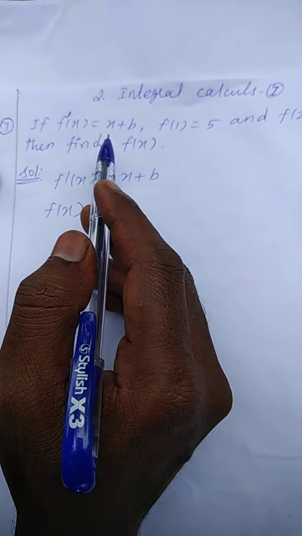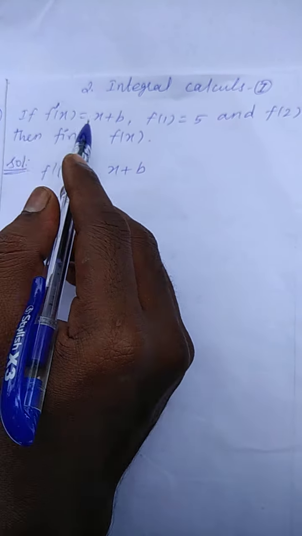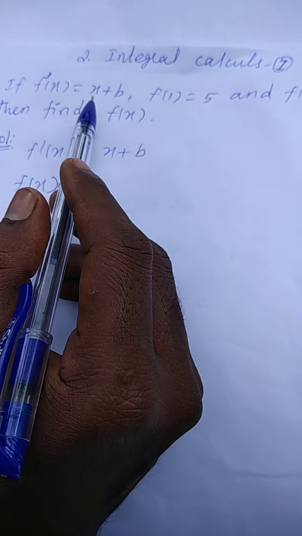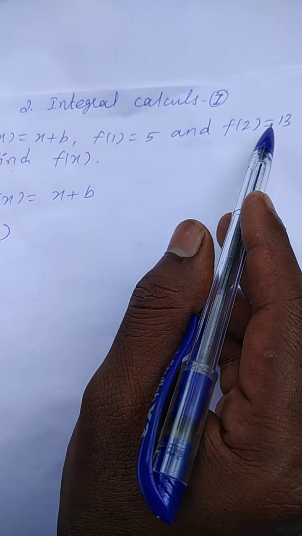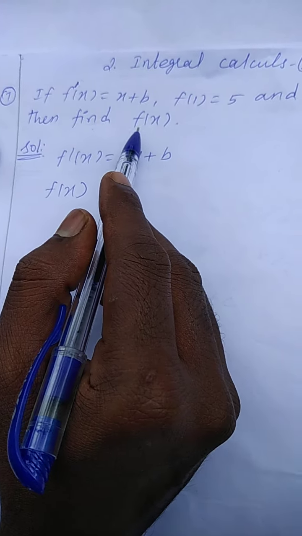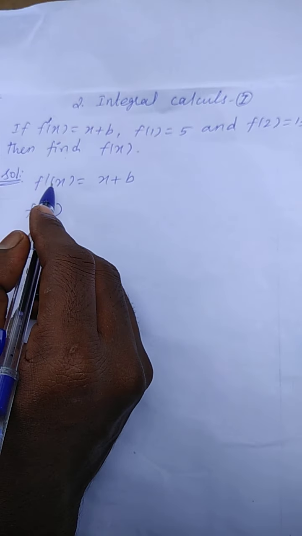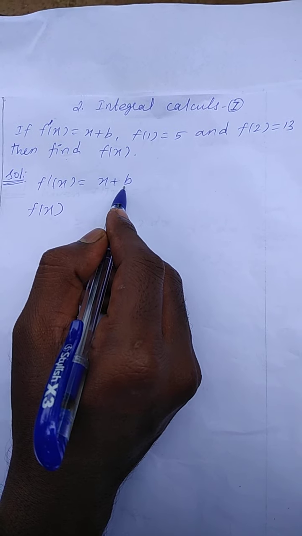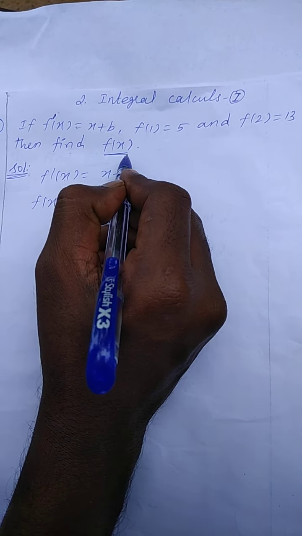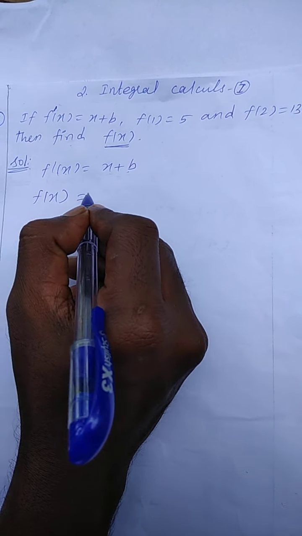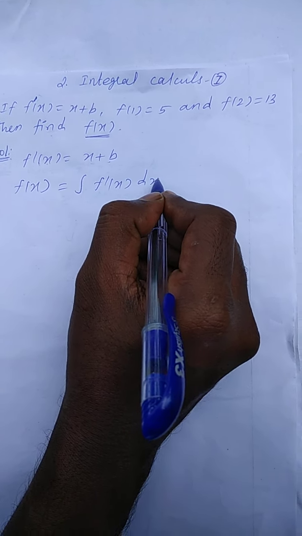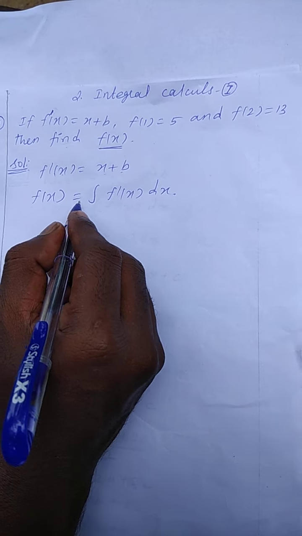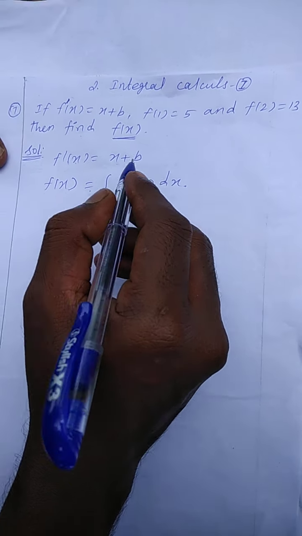Today I am going to explain exercise 2.1, 7th sum. If f dash of x equal to x plus b, f of 1 equal to 5 and f of 2 equal to 13, then find f of x. So it is given f dash of x equal to x plus b. Find f of x. The formula is f of x equal to integral f dash of x dx.